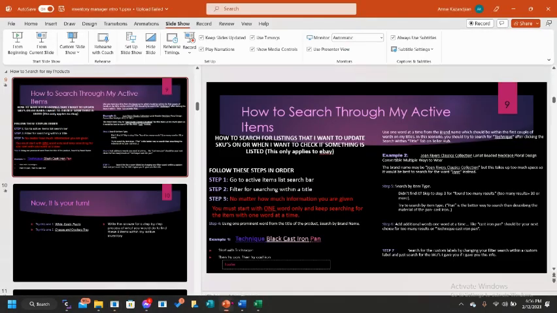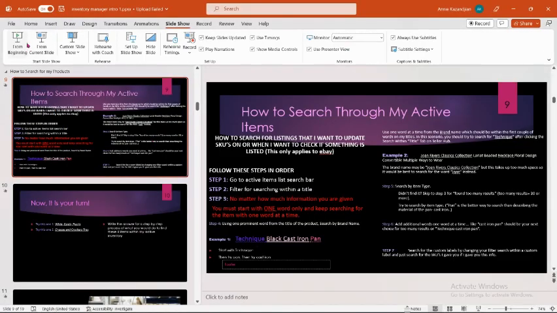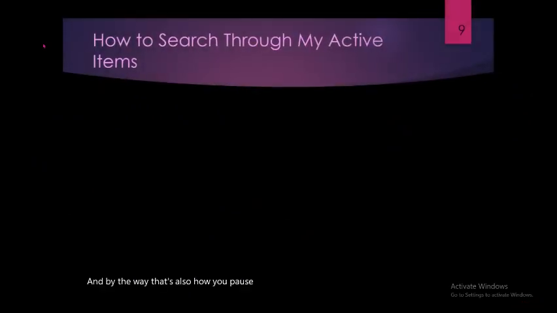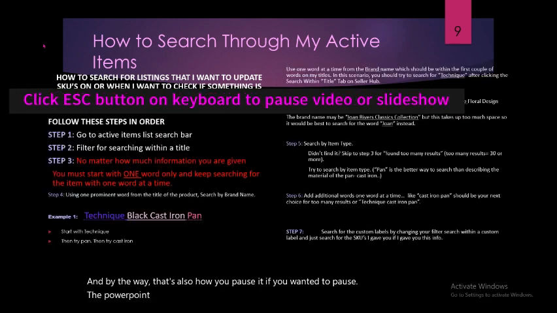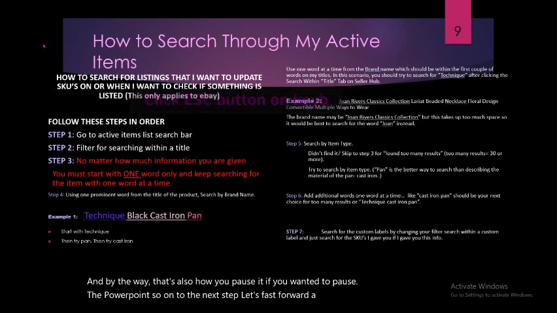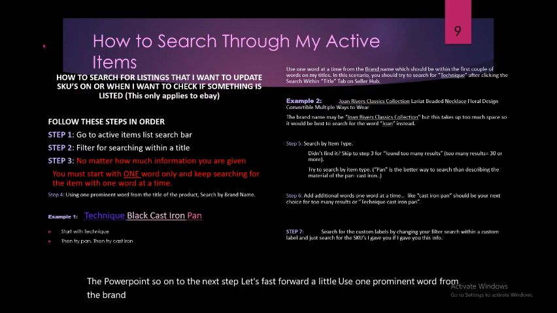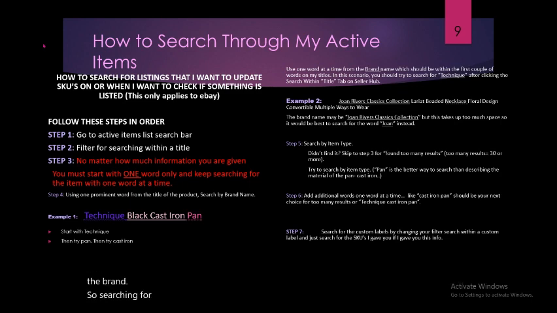Now let's go to the next part of the PowerPoint. So we're going to click here, and we're going to go from current slide. And by the way, that's also how you pause it if you wanted to pause the PowerPoint. So on to the next step. Let's fast forward a little. Use one prominent word from the brand. Sorry, searching for technique. Search within the title and Seller Hub.